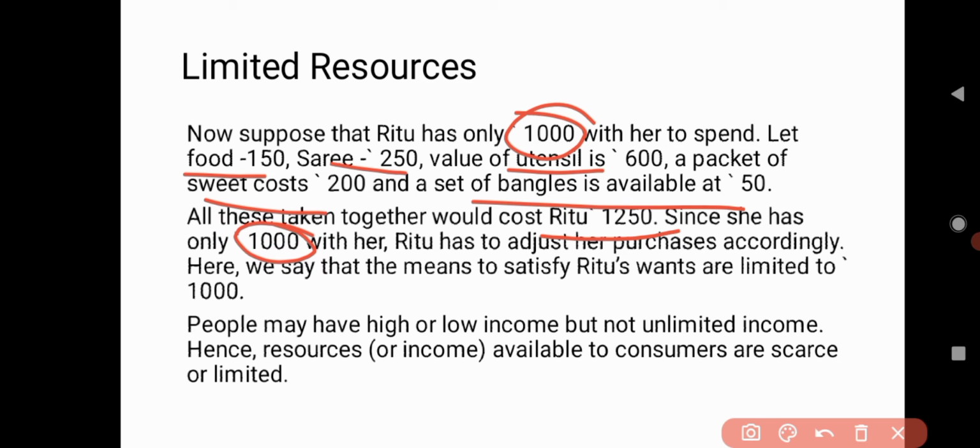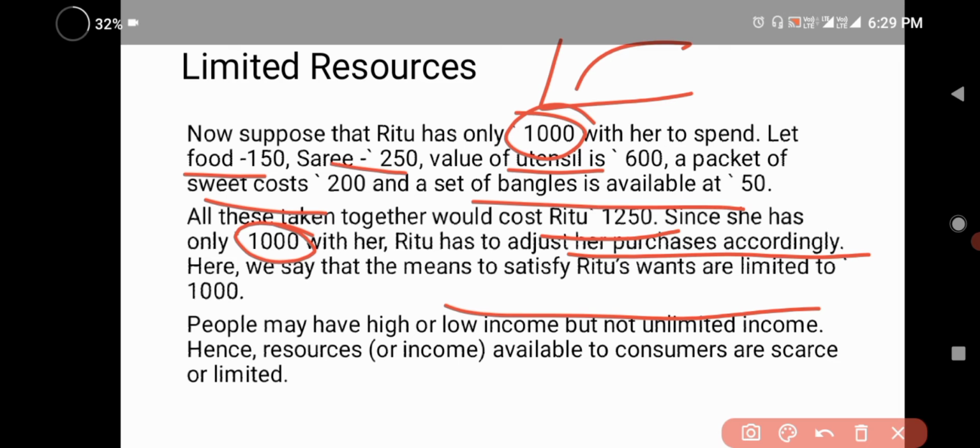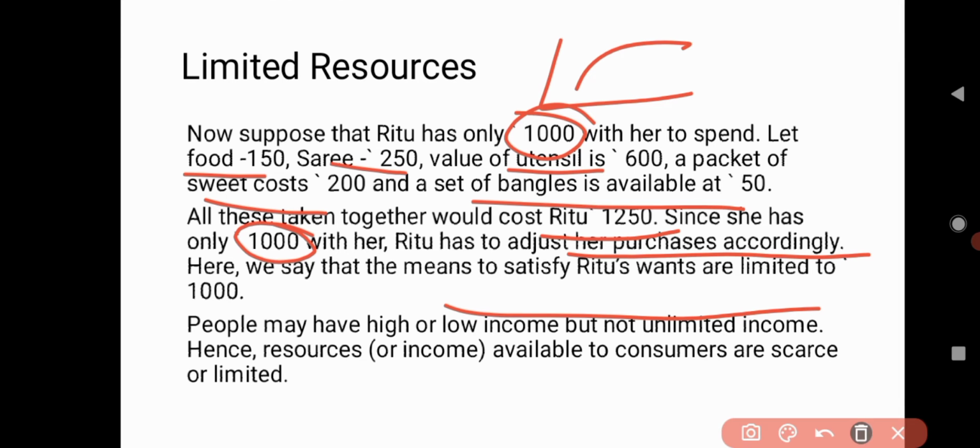Now she has to adjust her purchase accordingly. She can either go for the sari or for the utensils, or she has to give up one thing. So here we can say that people have income, high and low, but unlimited income they don't have. They have limited income, that is limited resources available to them, and according to those resources only they have to act in a society, right?